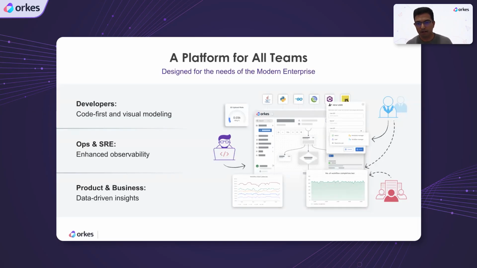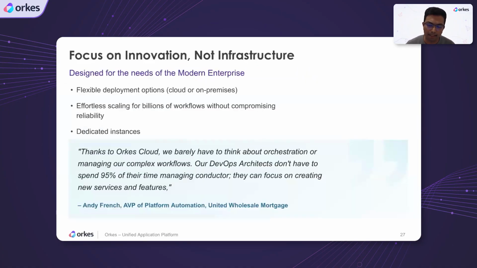Whether it's your ops and SRE teams, it's about enhanced observability, where you can find issues quickly. You can monitor the performance across the application and build reliable systems. For the product and business teams, you can gain insights into workflow performance, identify bottlenecks, and make data-driven decisions for the organization. So, end of the day, what we enable you is to focus on innovation and not infrastructure.